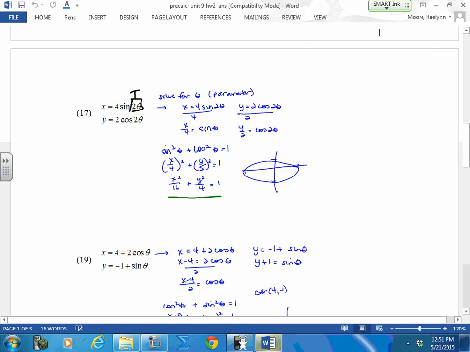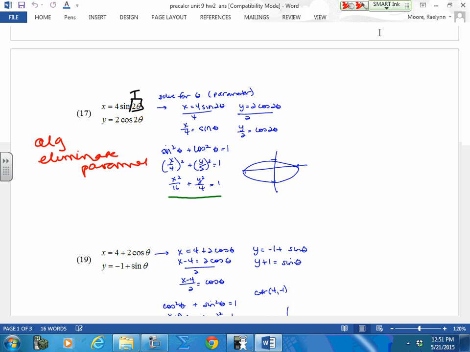From there, we said, okay, algebraically, we're going to eliminate the parameter. And how do we do that? We solve for that parameter in terms of x. And then if it's a regular equation, we plug it into the y. But because these are 2 trig equations, we're going to solve for the parameter in terms of x, solve for the parameter in terms of y, and we're going to use an identity that we had for trig to help us convert this to a rectangular equation.